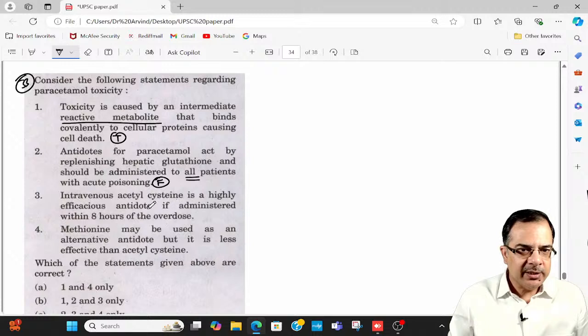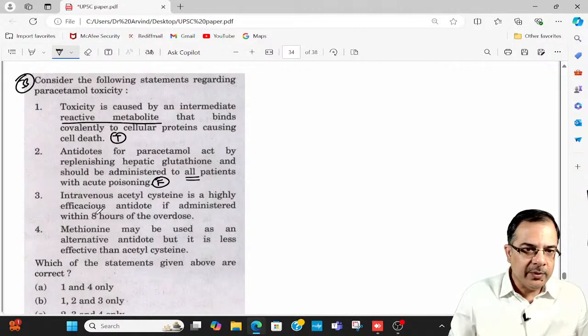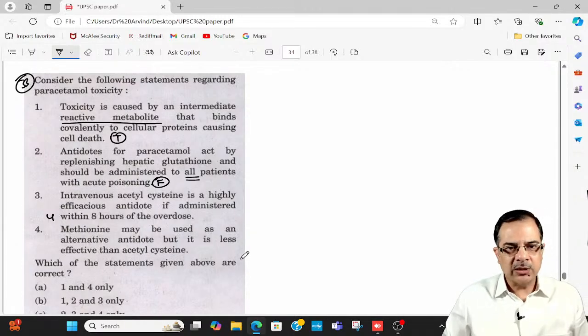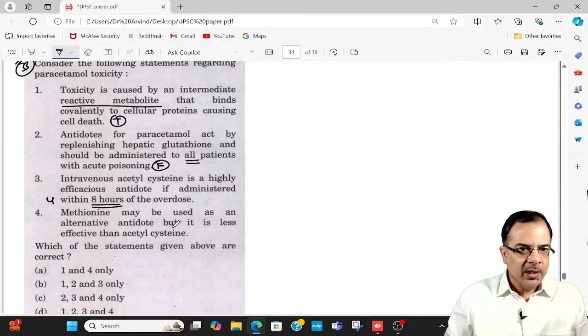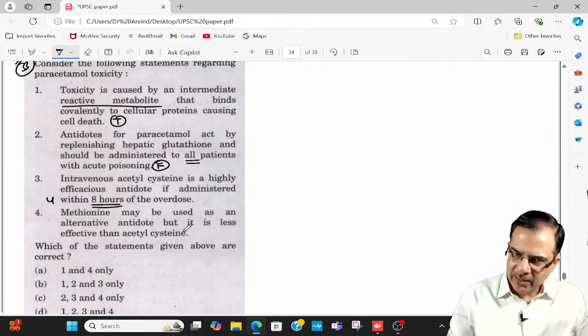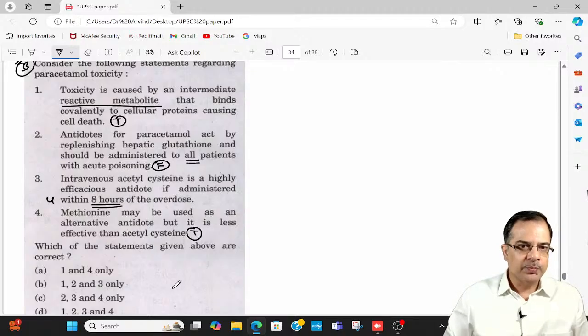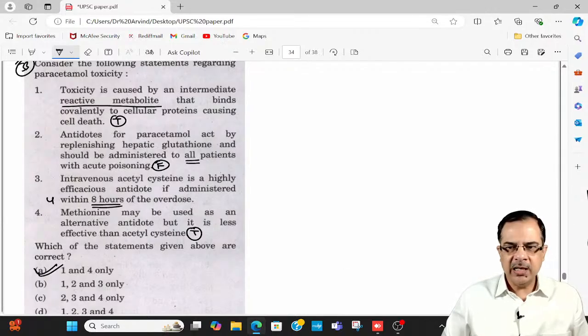Intravenous acetylcysteine is an antidote if administered within 4 hours of overdose. No, it should not be 8 hours. It should be within 4 hours. So here the 8-hour thing will be 4 hours. Methionine can be used as an alternative antidote, but it is less effective than N-acetylcysteine. This is true. So the answer here will be 1 and 4. So A is the correct answer.